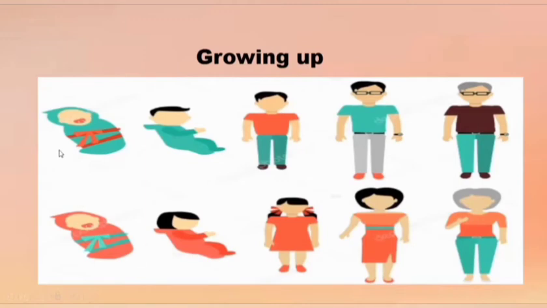And a baby boy, you can see here, grows up to be a man. An infant, then a toddler, then a young boy, then a man, then an old man. These are the different stages of life. We all grow because we are living things.